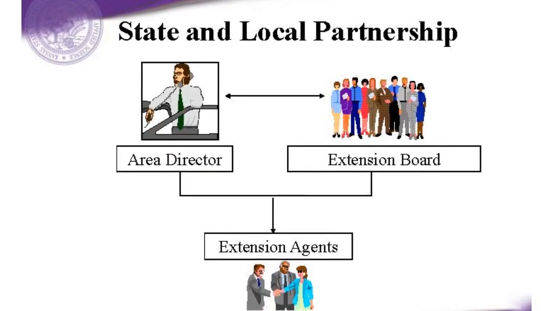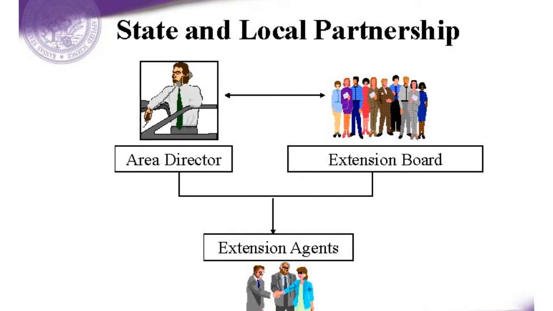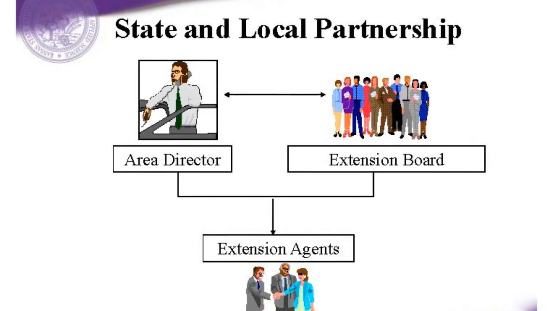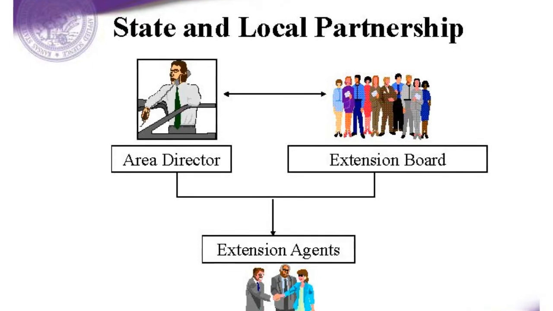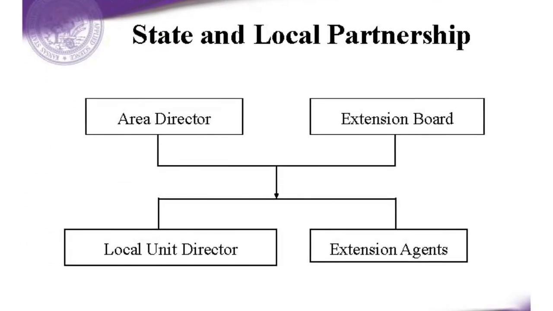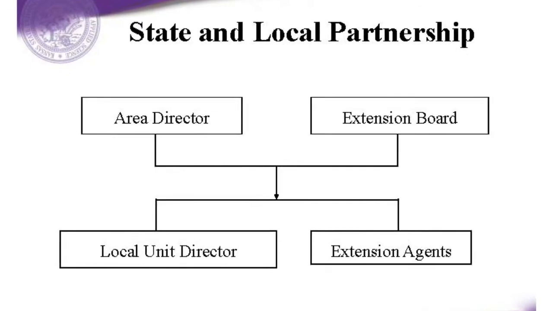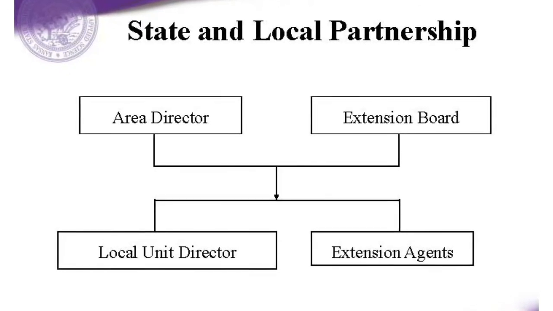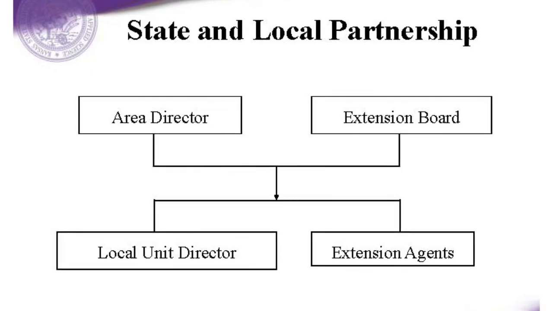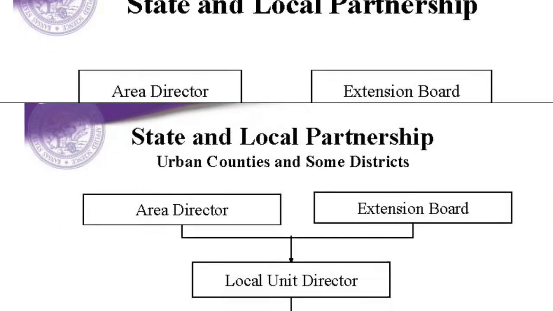In local units with fewer than 4 agents, the hiring, setting of salaries, and evaluation of the agents is a joint responsibility of the area director and local board. Local units with fewer than 5 agents have a designated agent who is the local unit director. This individual has administrative responsibilities for budget, program, and non-agent personnel. The local board and area director make this appointment, normally for a term of 3 years, with no limit on the number of successive terms.